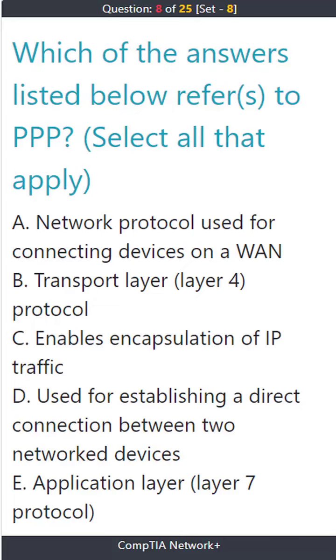Question 8. Which of the answers listed below refer(s) to PPP? Select all that apply. A. Network protocol used for connecting devices on a WAN. B. Transport layer, layer 4, protocol. C. Enables encapsulation of IP traffic. D. Used for establishing a direct connection between two network devices. E. Application layer, layer 7 protocol.